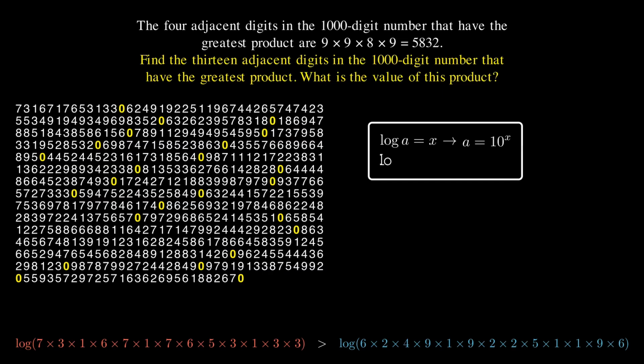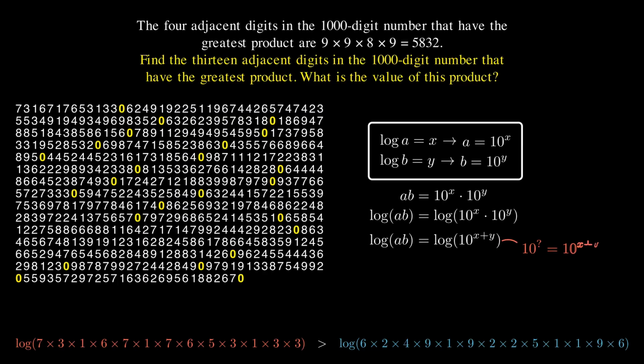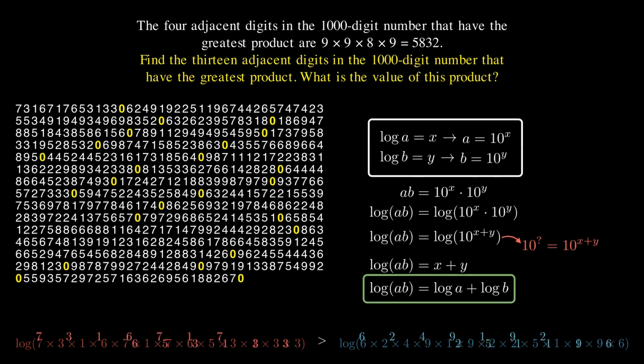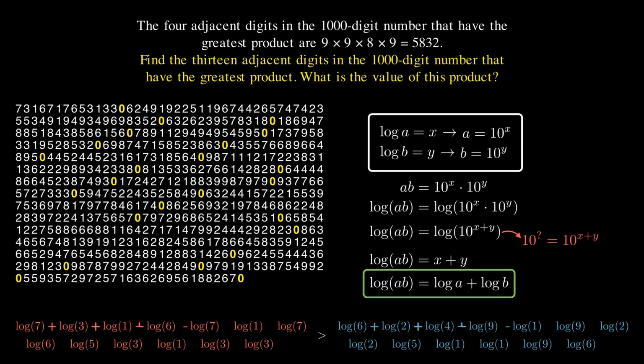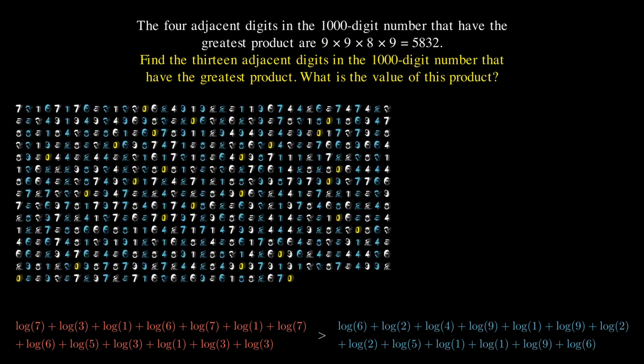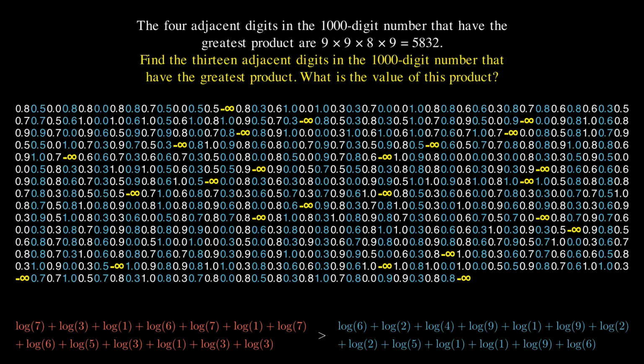Well, we have to remember our logarithm rules. In the box here, we have what it means for log of a to equal x, and applying that definition, we can take ab equals 10 to the x times 10 to the y, take the log of both sides, and through some manipulation here, we get that the log of AB equals the log of A plus the log of B. And how we're going to apply this is, instead of the log of A times B times C times D times everything, I'm going to break up the log of those 13 digits into the sum of logs. And instead of looking at this grid of original digits, I'm going to convert the grid into the log of those digits.